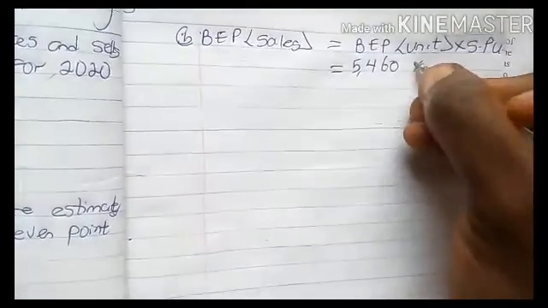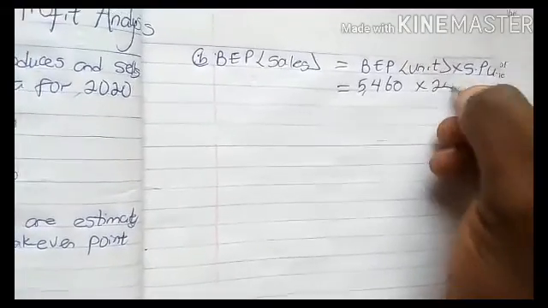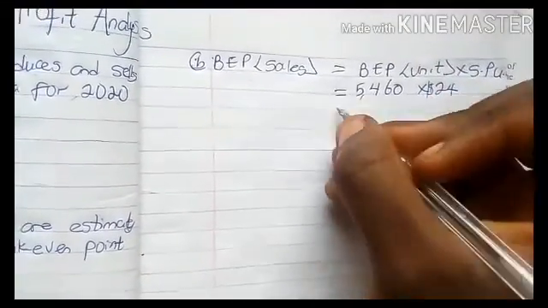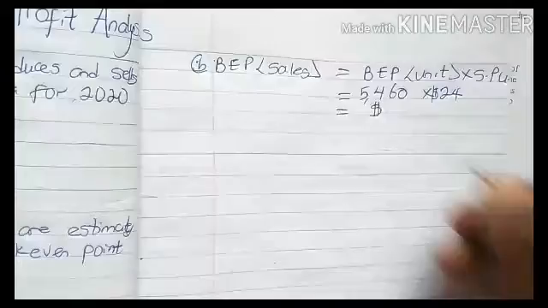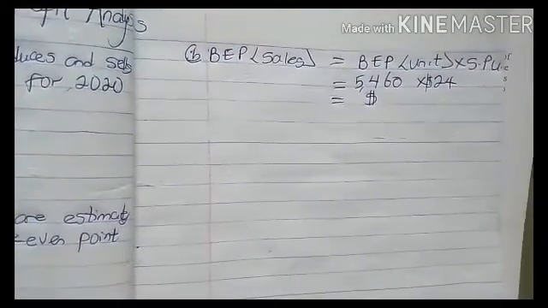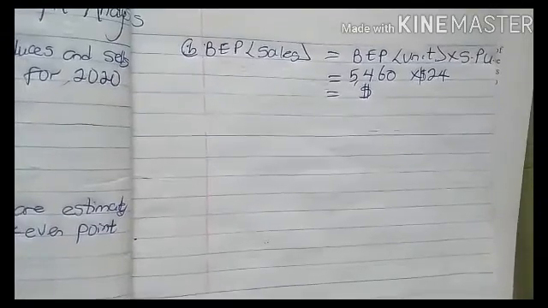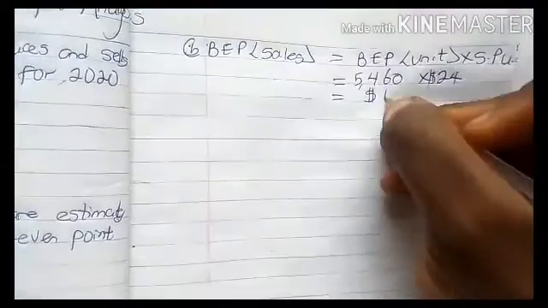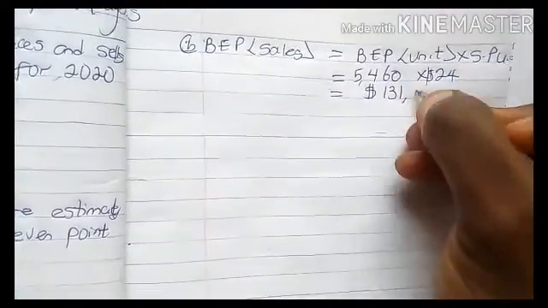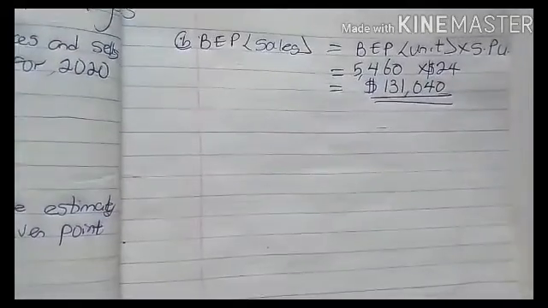So the BEP in units we got is 5,460 units times the selling price. The selling price per unit is $24. So to get our break-even in sales revenue, it is break-even point in units times the selling price per unit, which is 24. That gives 131,040. As simple as that.